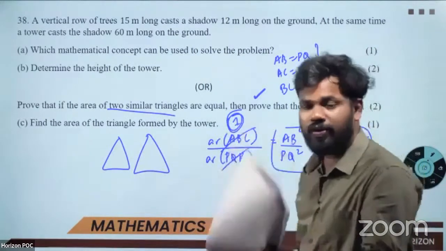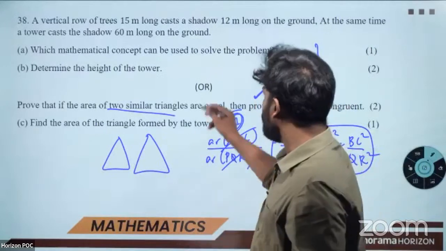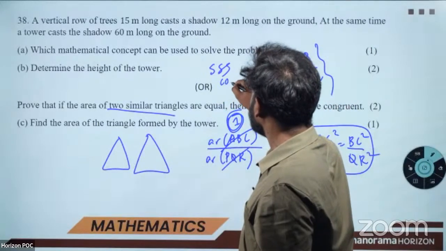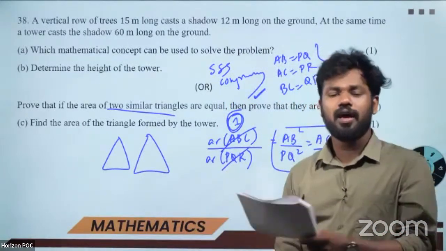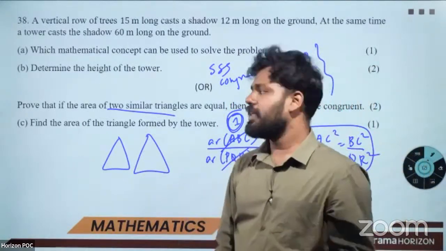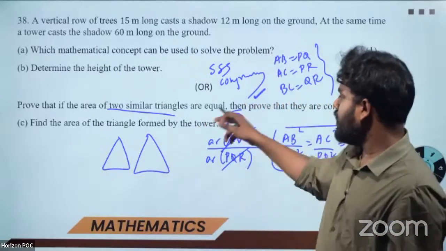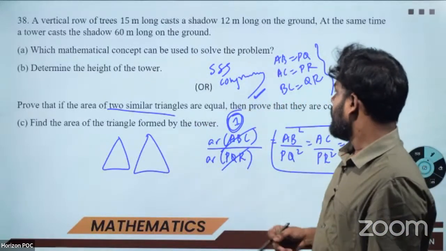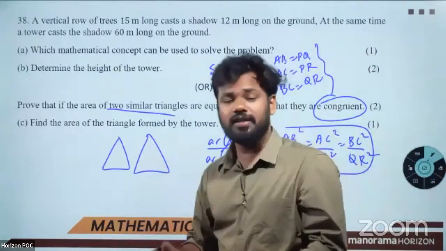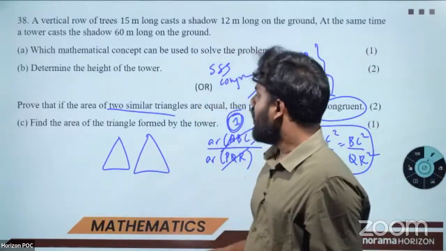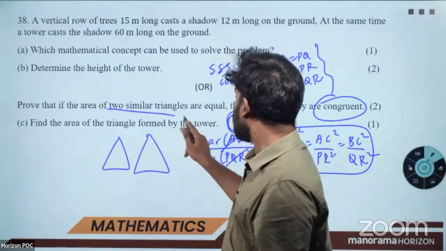So when the three sides of the two triangles are equal, are they congruent by what rule? SSS congruency. You have studied. When all sides of two triangles are equal, they are congruent by the SSS congruency criteria. So by that you can prove that the two triangles are congruent. Clear?